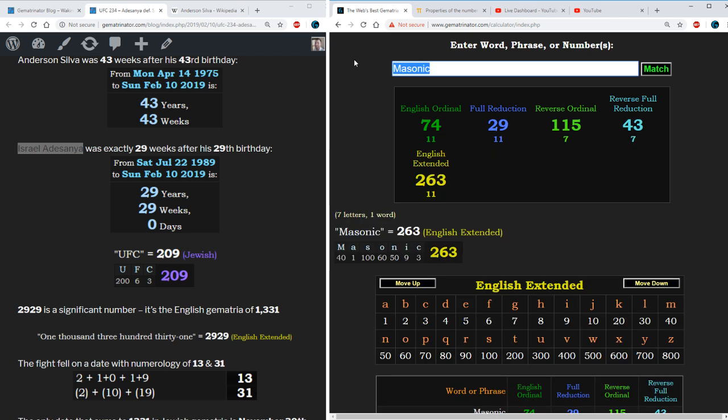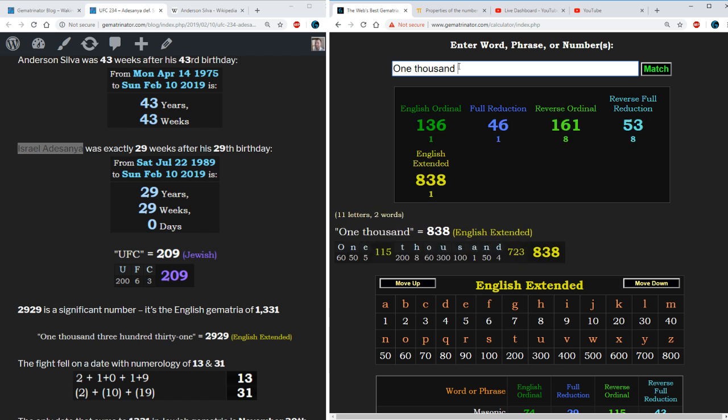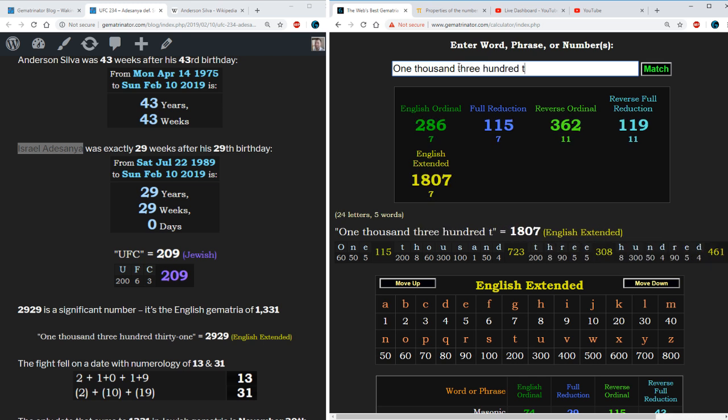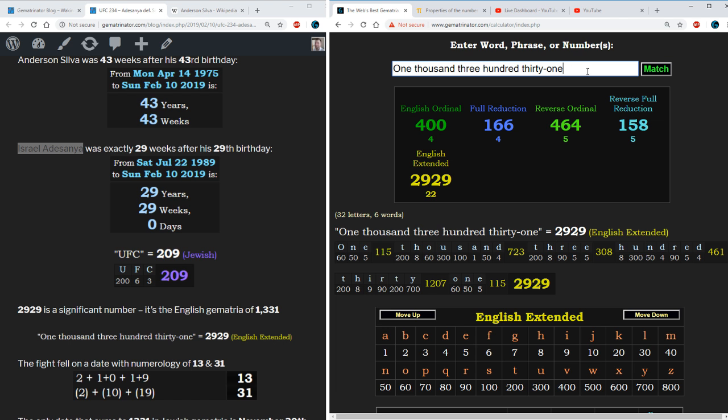What also stands out about the number 2929 as it appears in Israel Adesanya's age, this is the Gematria of 1,331, which is one of the most significant numbers to this study. This is the number that represents a solar eclipse.